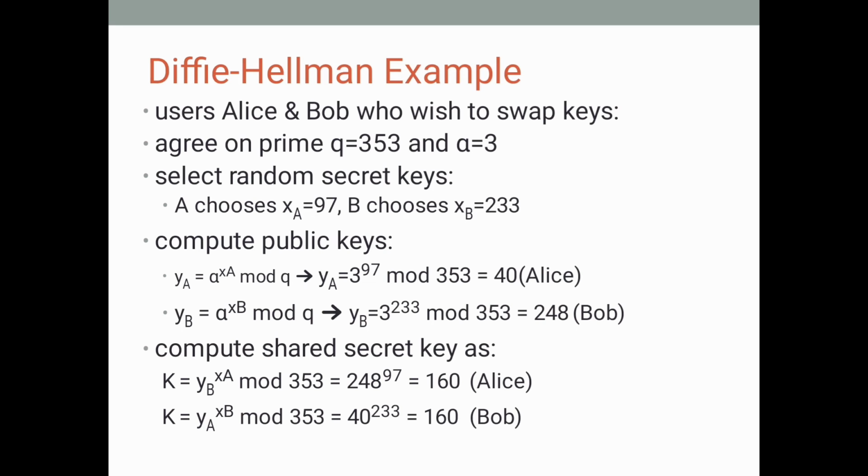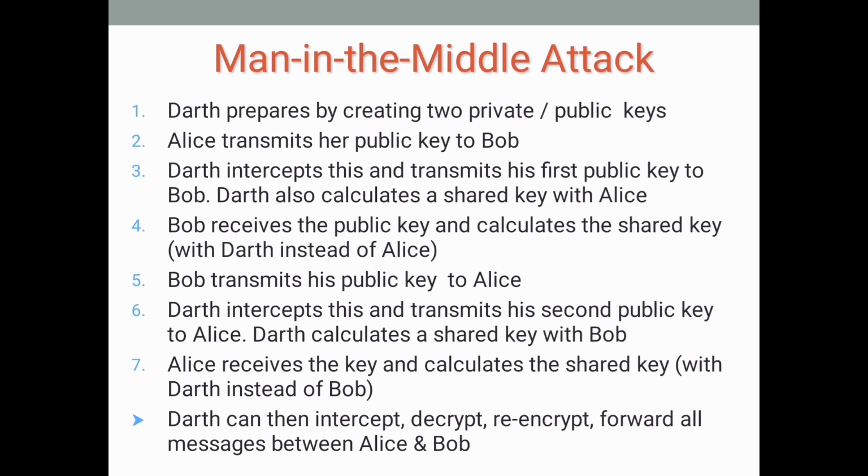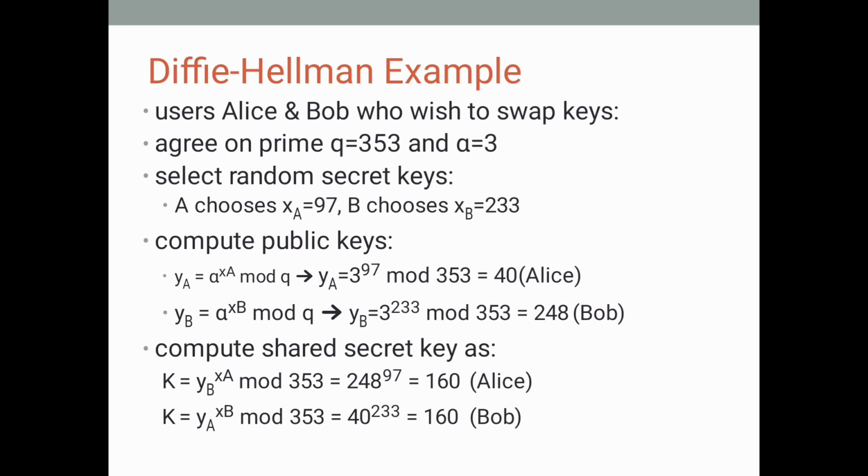Here you can notice that the k value is the same for user A as well as user B, which is 160. Now by using this 160 as the key, they can communicate, they can encrypt the messages as well as decrypt the messages. So this is a very important use of this Diffie Hellman.